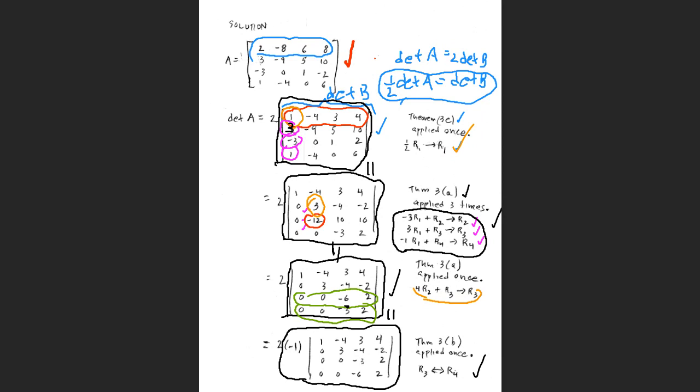Lastly, now what we want to do is get a 0 where the -6 is, so we can get our matrix in echelon form. Of course, then we're going to use the -3 here as a pivot. We're going to multiply the third row by -2 and add it to the fourth row. So we're applying theorem 3 property A once again.